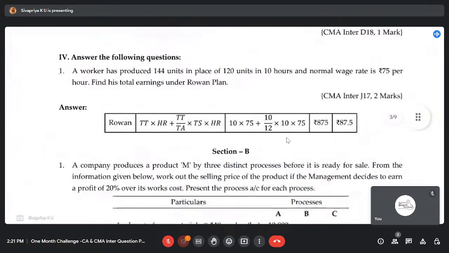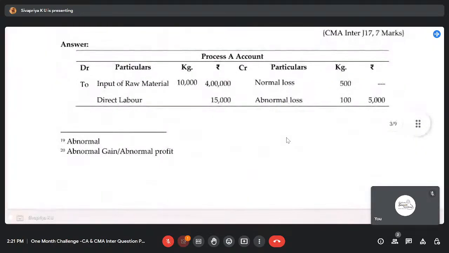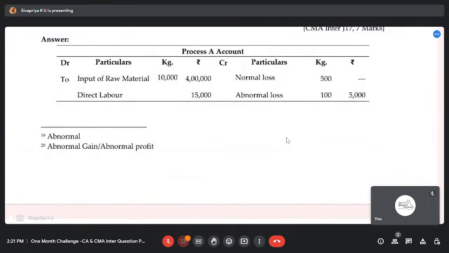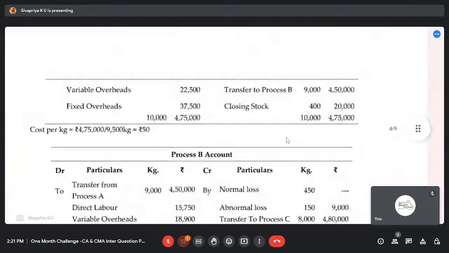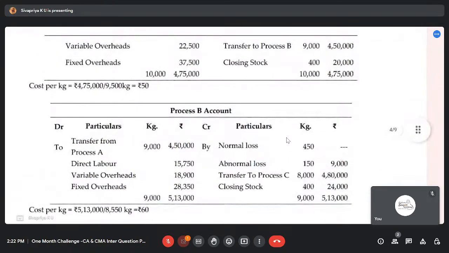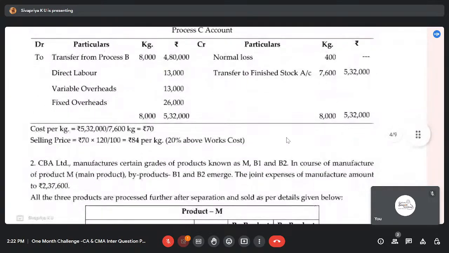Section B. Before that, answer the following question. So under row 1 plan, the earnings will be 87.5. Section B. Process account, process A account. So closing stock 20,000. Then process B account. Transfer from A 9,000 kgs, 4,50,000 is the total. Then transfer to C. Process C account.